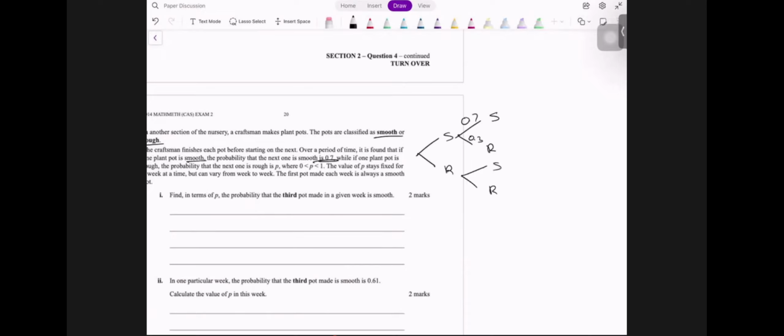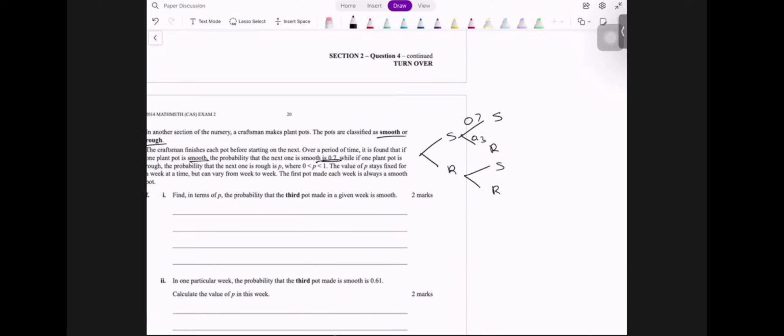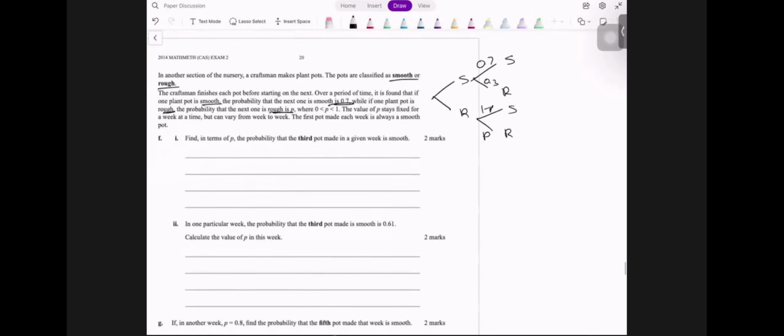And from, so if one is rough, then the next probability to be rough is P. So if this is P, this is 1 minus P. And so P has to stay fixed for a week at a time, but can vary from week to week. And the first part is always a smooth one. So finding in terms of P that the third part made in a given week is smooth. So we know the first one's always smooth, so this one's fixed. I'll leave it like that. And so for the third part, the third one has to be smooth.